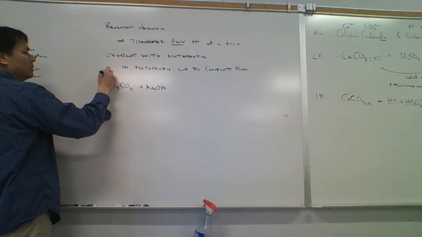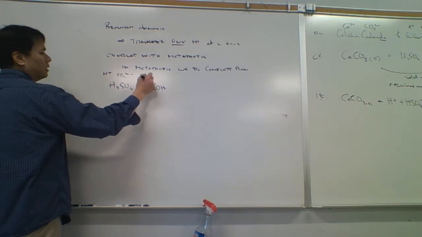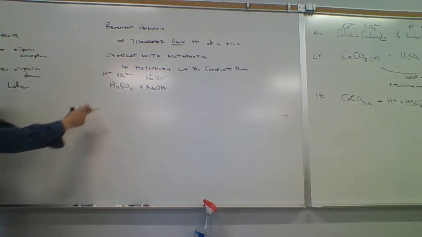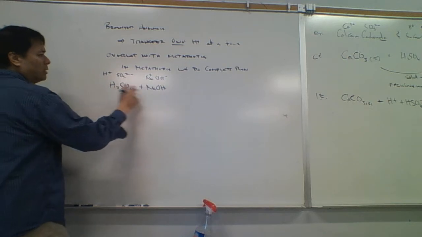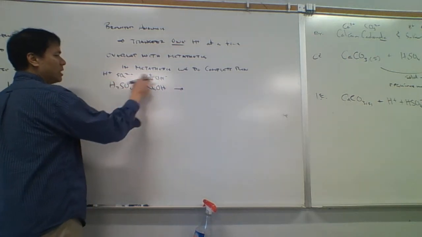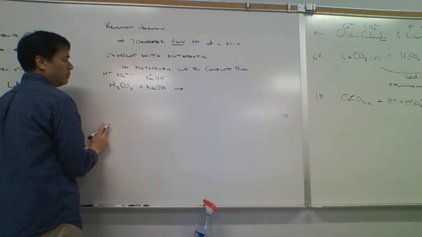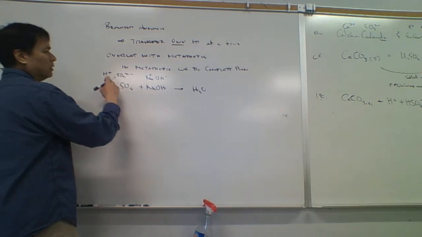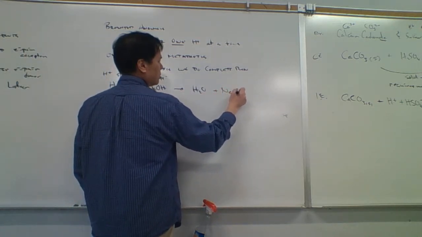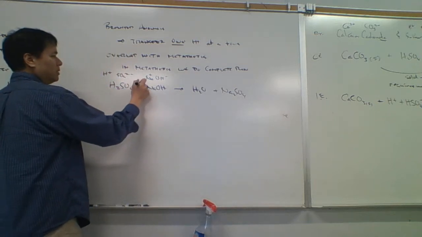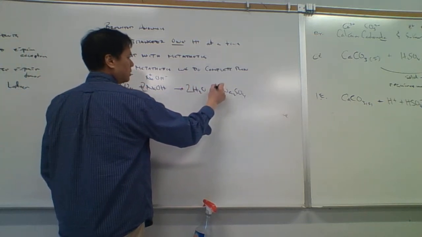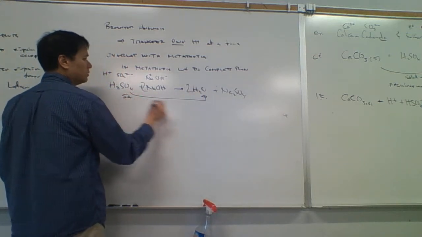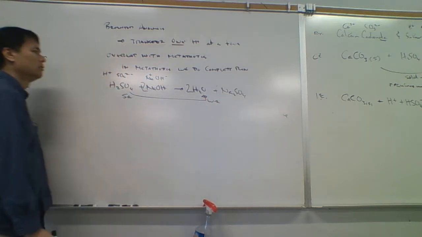In metathesis, we have H plus and sulfate, and sodium ions and hydroxide ions. So this is how we'd handle something like this. We do H plus and OH minus, hydrogen hydroxide. What's hydrogen hydroxide called? It's just water, H2O. And then we do sodium with sulfate, which is Na2SO4. And so what we need is two sodium hydroxides, two waters, and then that should be it. The driving force for this is going from a stronger acid, sulfuric, to weaker acid, water.